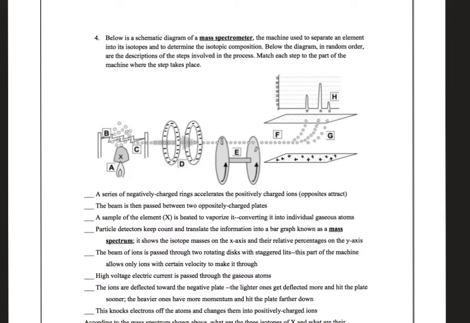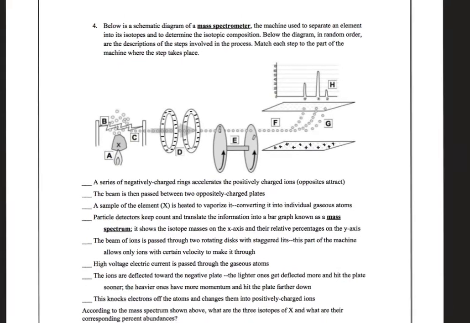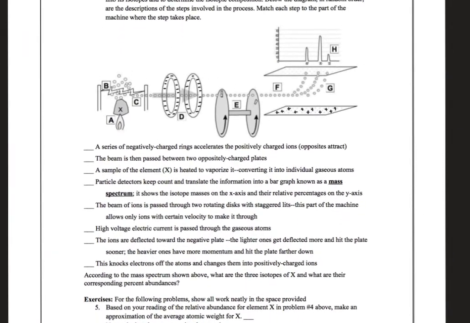All right, this says below is a schematic diagram of a mass spectrometer, the machine used to separate an element into its isotopes and to determine the isotopic composition. Below the diagram in random order are the descriptions of the steps involved in the process. Match each step to the part of the machine where the step takes place. So these steps down here are in a random order. You're going to match the letter based off the picture.